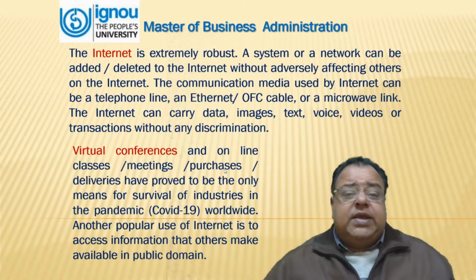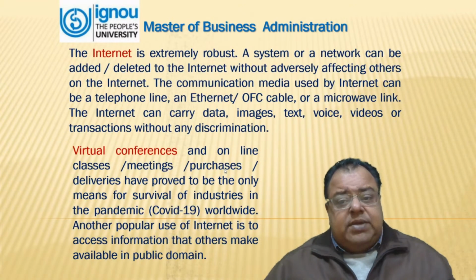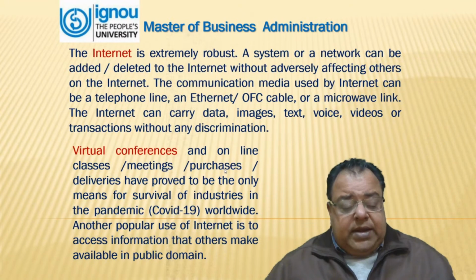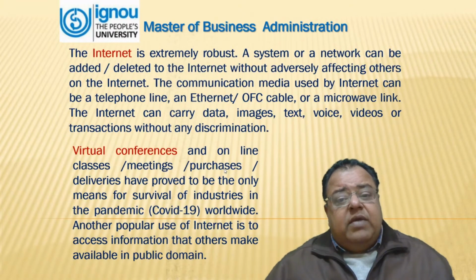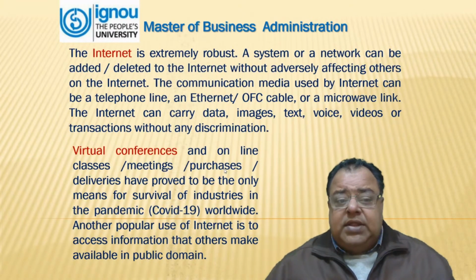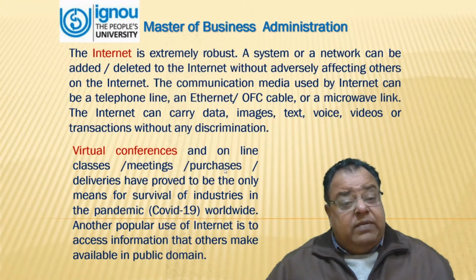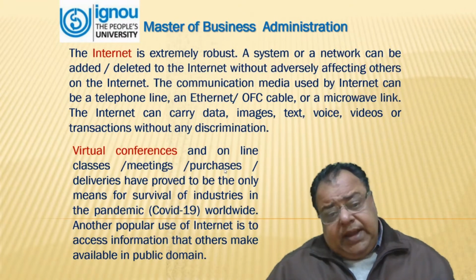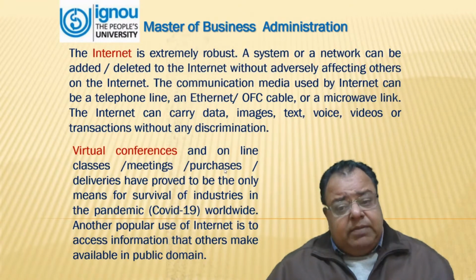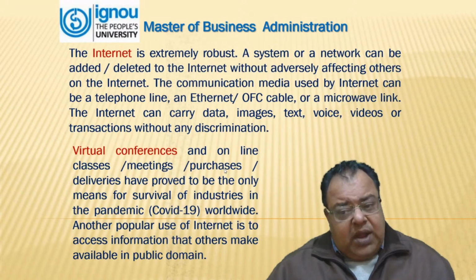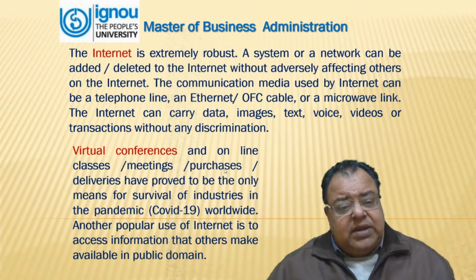The internet is extremely robust. A system or a network can be added to or deleted from the internet without adversely affecting others on the internet. The communication media used by the internet can be a telephone line, an Ethernet, OFC cable, or a microwave link. The internet can carry data, images, text, voice, videos, or transactions without any discrimination.